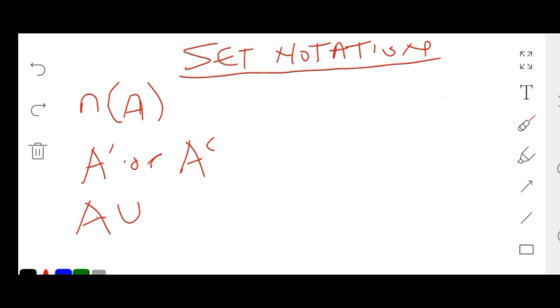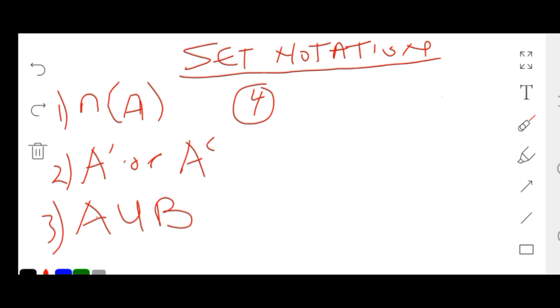So let's go to the next one. A union B. That is to say, the combination of both A and B together. So you're going to join them together to make A union B. That is to say, they will marry each other. So let me label it 1, 2, and 3. Okay, so number 4 now. Let's move to number 4.